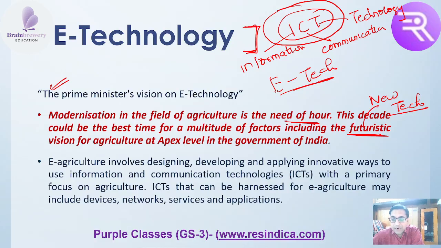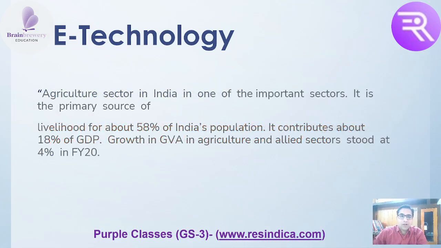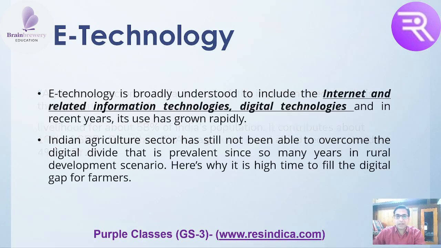What kind of devices we can use, what kind of satellites, what type of technologies, what type of networks, what type of services, what type of applications we can use, in order to better manage our whole Indian agriculture system. Right now, agriculture is a very important sector, obviously. Livelihood of above 58% of people, 18% of the GDP, gross value addition, with 4% growth in financial year 2020. So these are some of the data facts.